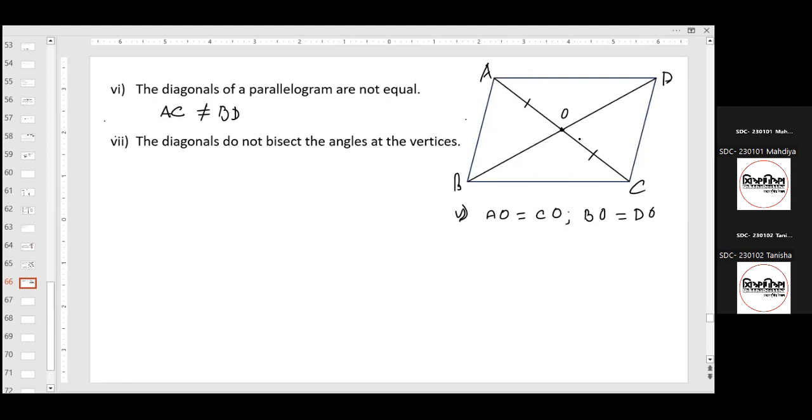So we connect A and C, and once we connect A and C, we see that the angle at the vertex is divided into two parts. The diagonal AC does not divide it into two equal parts, right? So BAC is not equal to DAC. At the same time, ACB is not equal to the other one. In a parallelogram, it is never possible, right? Maybe they are very near, but they are not equal.